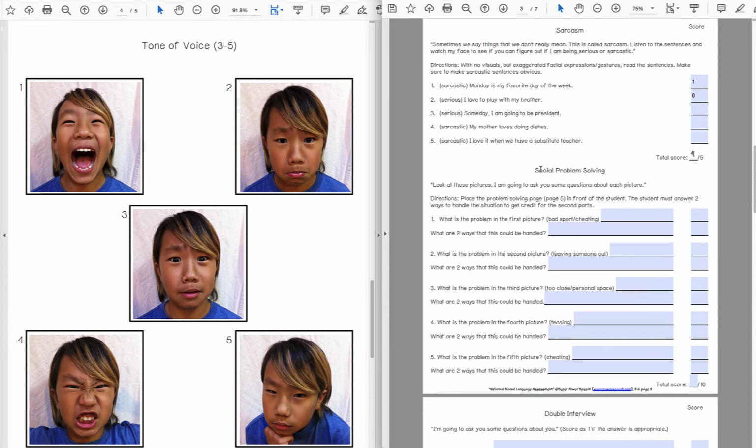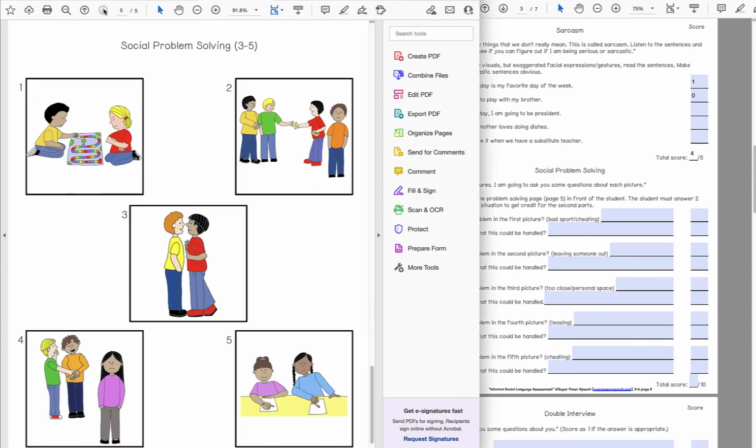All right, next section is called social problem solving. So we have some pictures here. Now, in every picture, there is supposedly a problem. Keep in mind what I see as the problem may not be the same thing as what you or the child sees as a problem.